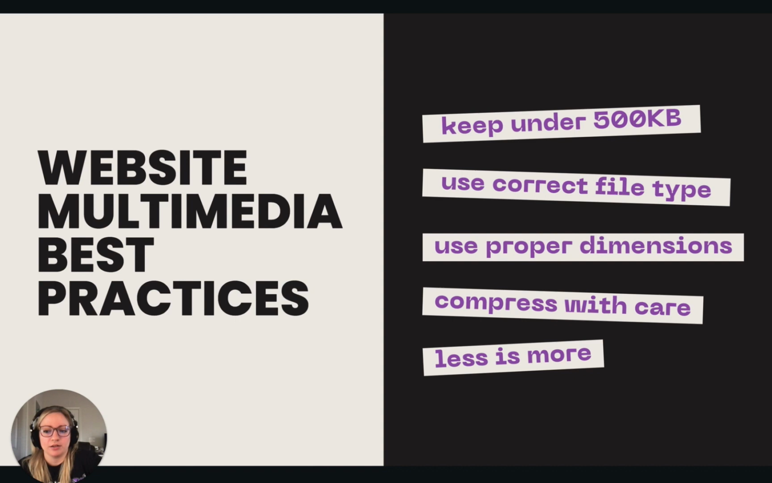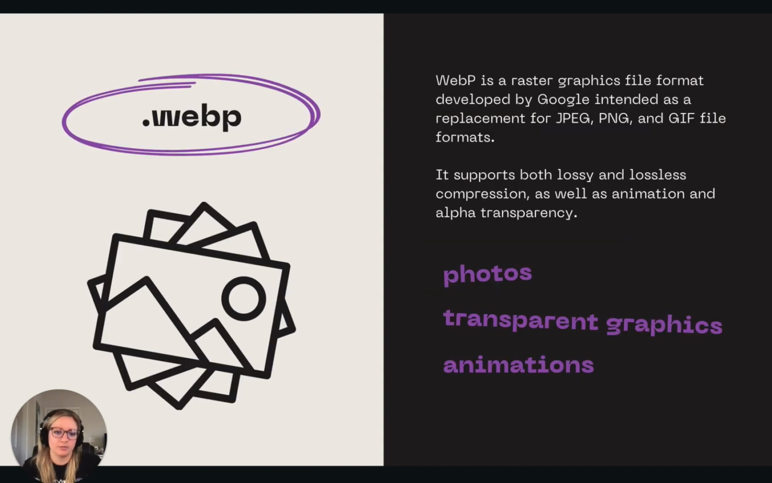Moving on to our file types. The first one we're going to talk about is WebP, which may be a little foreign to you depending on how well versed you are in website best practices, but WebP is a file type that was created by Google that is made for website use. You can use a WebP for whatever you would traditionally use for a JPEG, PNG, or GIF. So a photo, a transparent graphic, an animation, any of that stuff can actually be saved as a WebP now, and it will give you the smallest possible file type, which is nice.